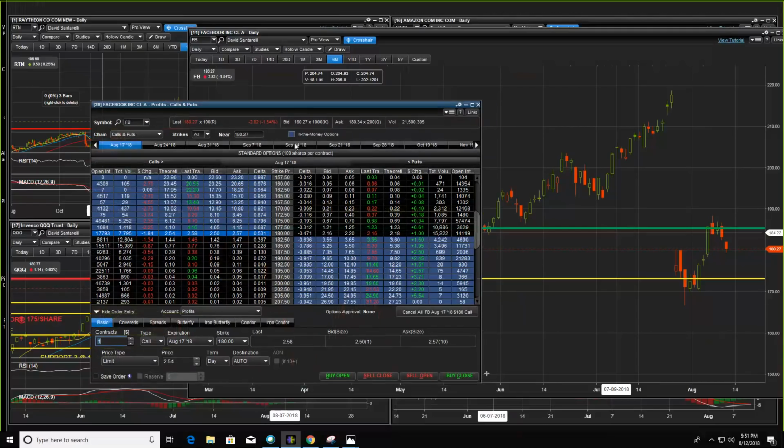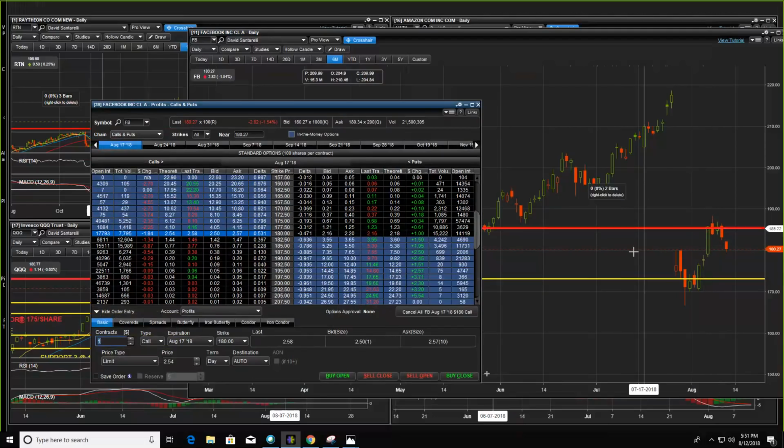Okay, so like I said, if you got into the 180 strike call on Monday, and let's say you had the 185 as a target, and as you see here on August 6th, Facebook went from 178.20 all the way up to around 186.